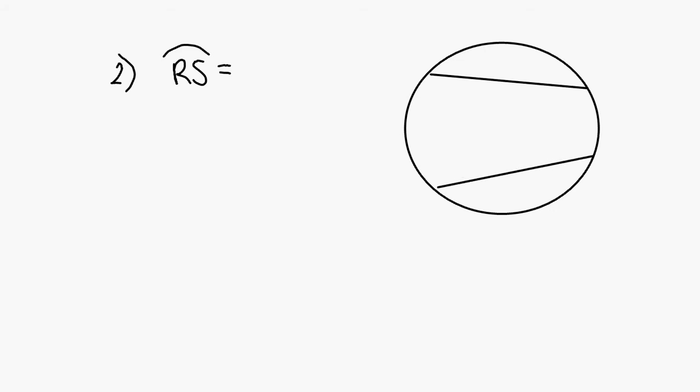Alright, this is an example of the converse of the theorem you just applied. Now you've got two chords that are congruent, and in a circle or congruent circles, if two chords are congruent, then their corresponding arcs are also congruent. So arc RS is equal to 5x minus 9, and arc TV is equal to 2x plus 3. So your concept is the same.